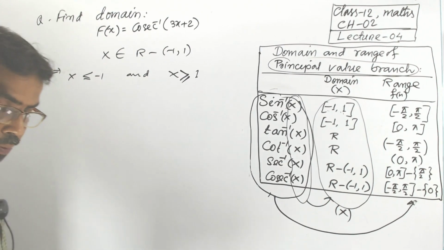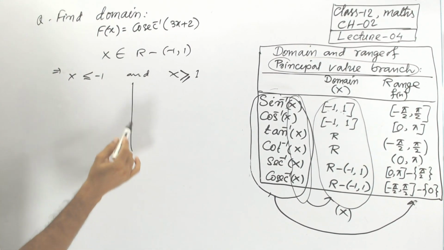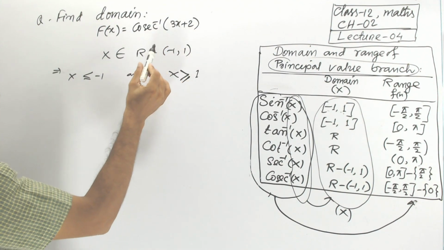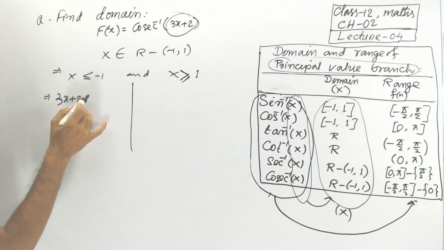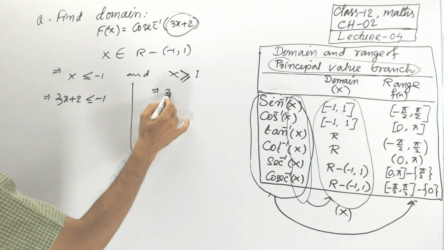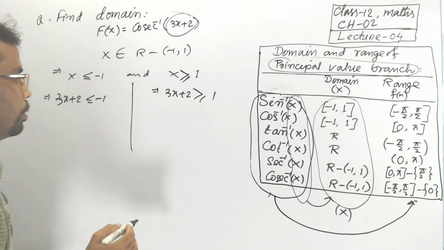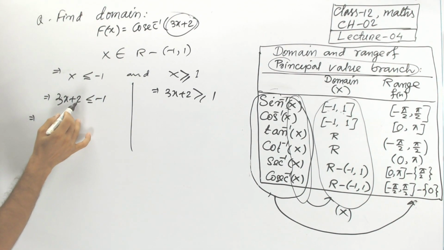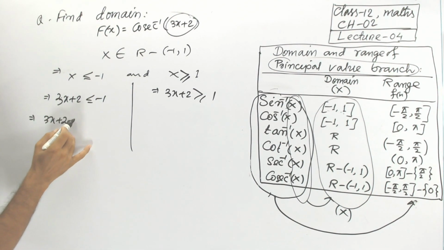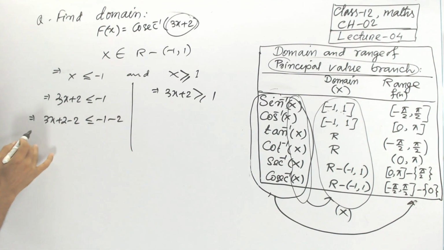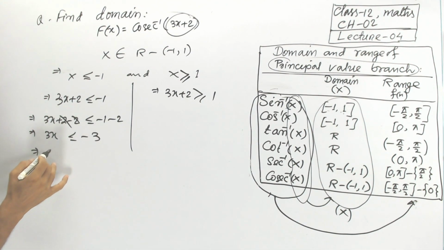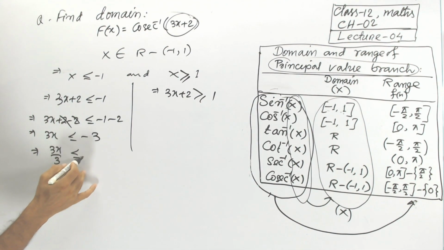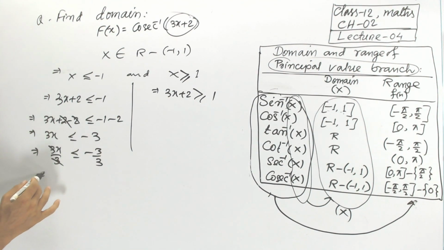Then we have to solve now for the function of x. This is the function now, x. So 3x plus 2 less than or equal to minus 1 and 3x plus 2 greater than or equal to plus 1. Now I will solve it. At first removing this 2, so minus 2 on both sides. This is getting cancelled, 3x less than or equal to minus 3. Then dividing by 3, 3x by 3, minus 3 by 3. Now finally I made x free, x less than or equal to minus 1.